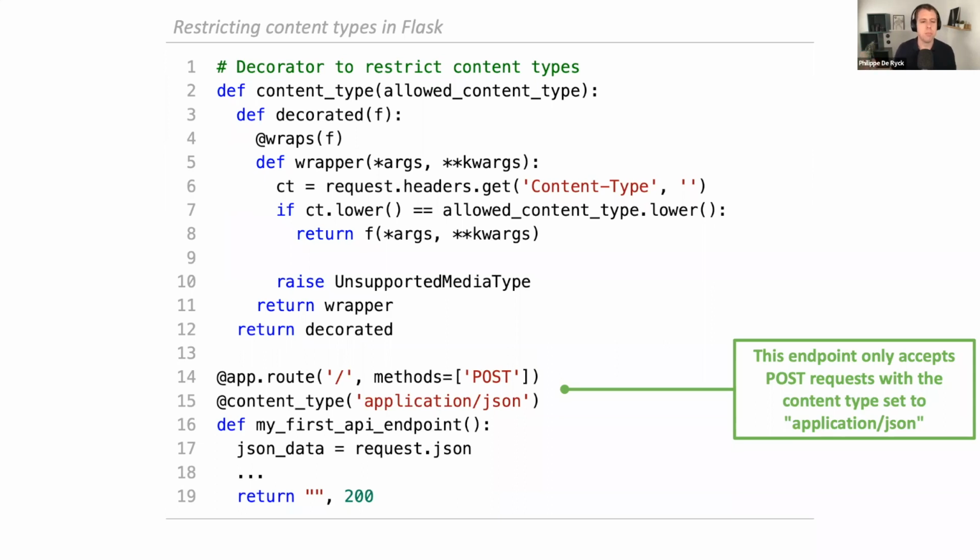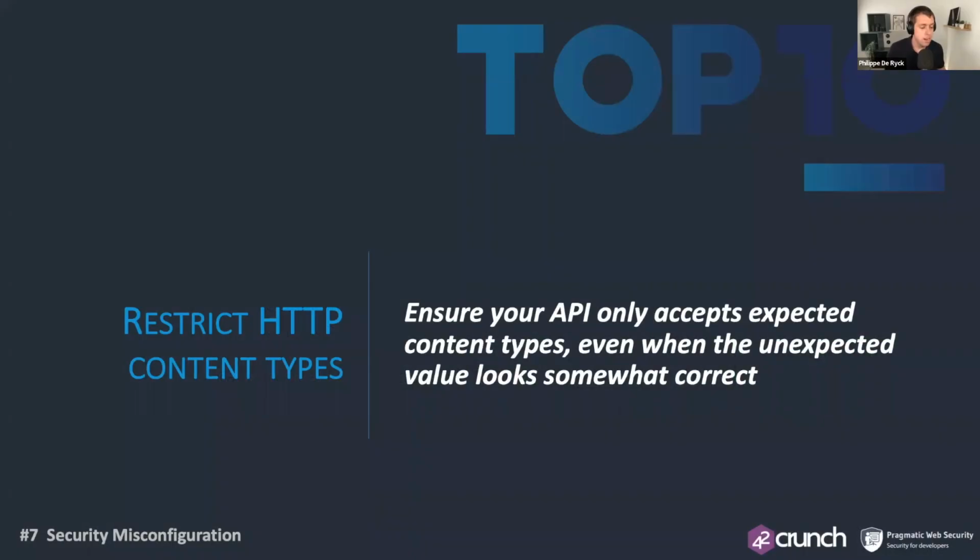Frameworks like Spring Boot have built-in support for that. You have the consumes annotation for what you expect as input, and then the produces annotation for what you provide as output. All right, takeaway number 2 about number 7, security misconfiguration: restrict your HTTP content types. Ensure your API only accepts expected content types, even when the unexpected value looks somewhat correct. Like, we don't care about you almost got it right. It's either right or it's rejected. That's essentially what this comes down to.